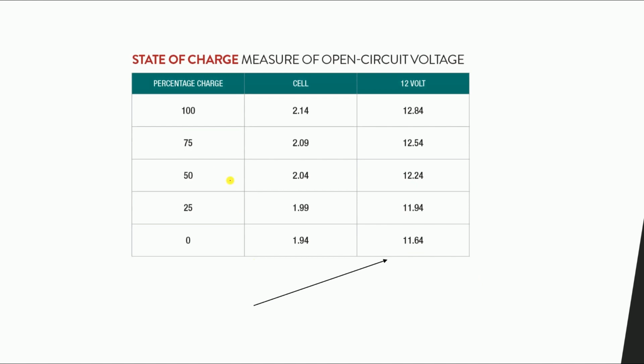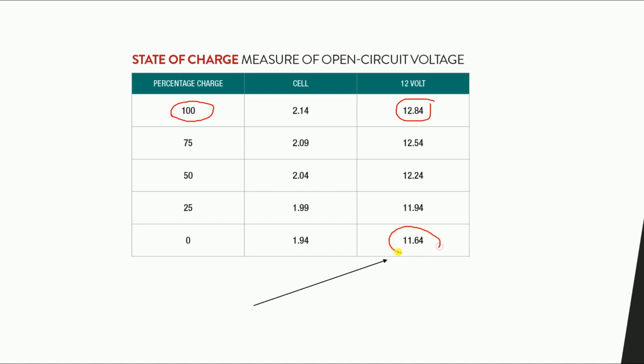Now remember the state of charge. Here is another table that you will find in the data sheet: percentage charge, cell, and voltage. You can see that at 100%, the voltage will be 12.84. This is the open circuit voltage: when you get an avometer and measure the voltage across this battery, you will find it is 12.84 volts. Going down to 0, you will find it is 11.64.